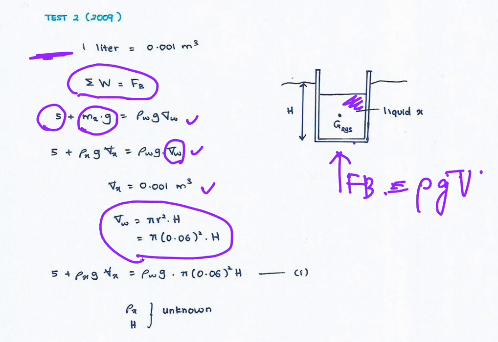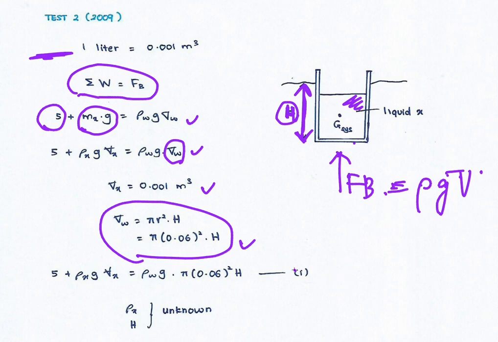Because in this question, the submerged depth here is not given, it is okay for us because we are engineers. So we label this depth as H. Then we could write the equation for the volume of the submerged area as pi times 0.06 square times H.